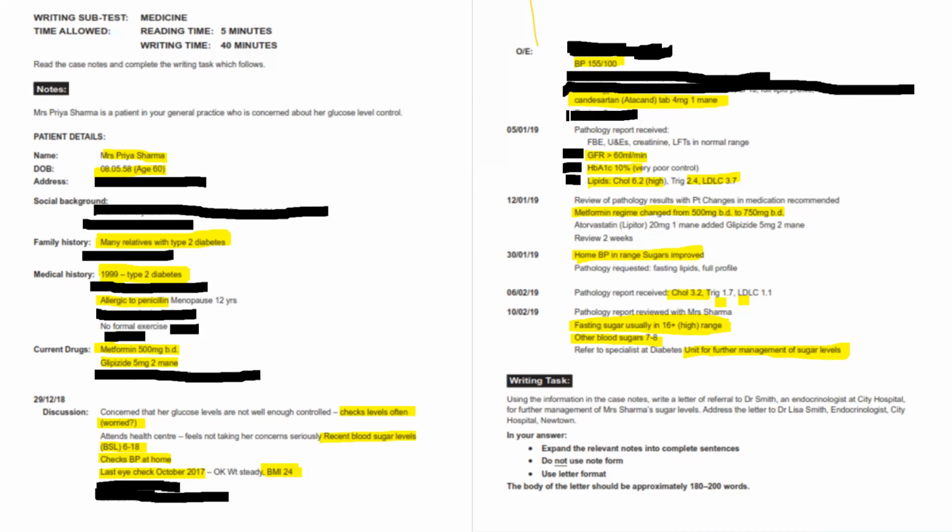The review, not important. Also here, the review, not important. And of course, at the last visit and the previous one also, the improvement of cholesterol and blood pressure is very important. So this is our case notes after excluding the irrelevant data.